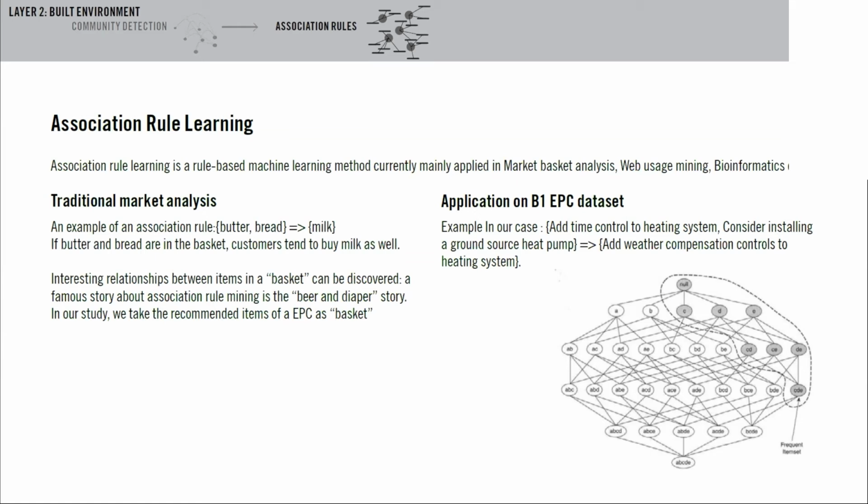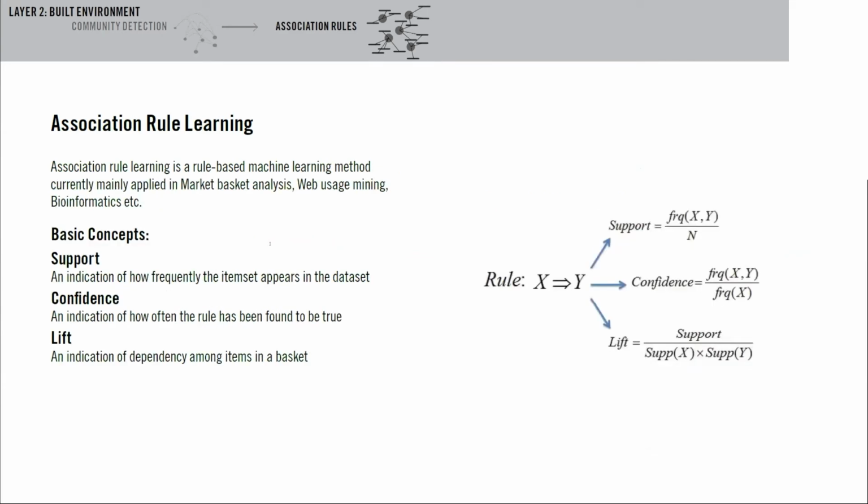And a classical example has been discovered: beer and diapers are purchased together, which is an interesting bundle. This is discovered by the association rule learning process. And by analogy, for our EPC analysis of the recommendations, one rule can be, say, if it is recommended to add a time controlled heating system, and it also recommends considering installing a ground source heat pump, it might also recommend adding weather compensation controls to the heating system as well. So this is the kind of rule in our analysis.